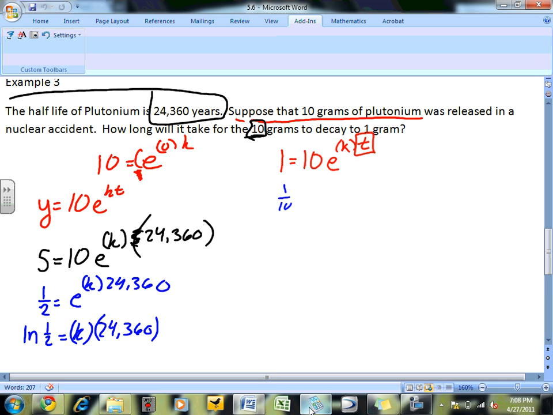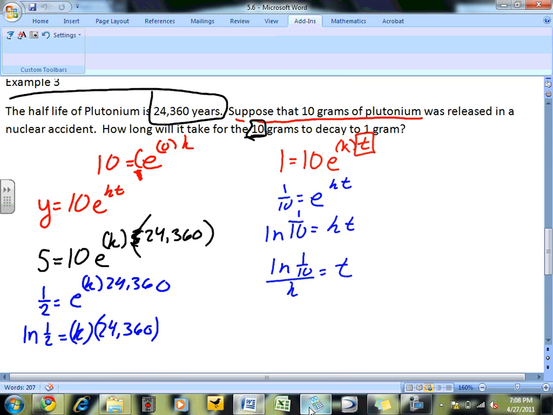So I have 1/10 equals e to the kt. And remember, we know k. Take the natural log of both sides. So the natural log of 1/10 equals k times t. And then we know k, remember, so we're going to divide by the k. So we're going to have the natural log of 1/10 divided by our k, and that's going to be t.